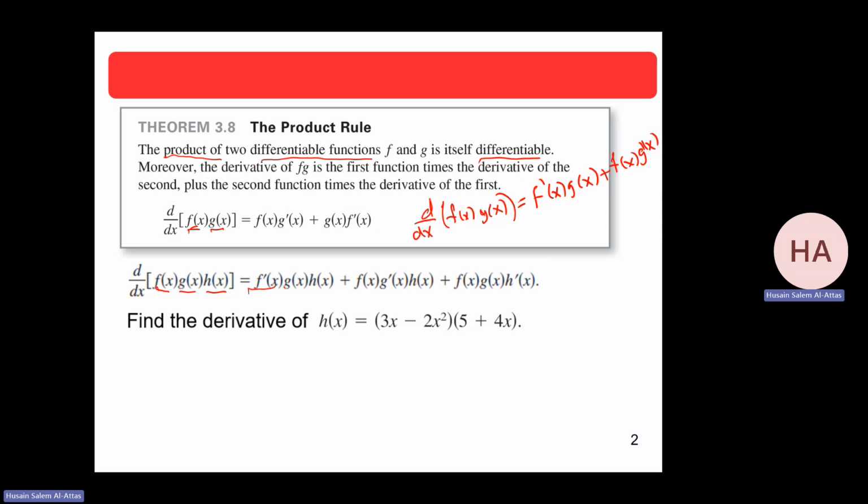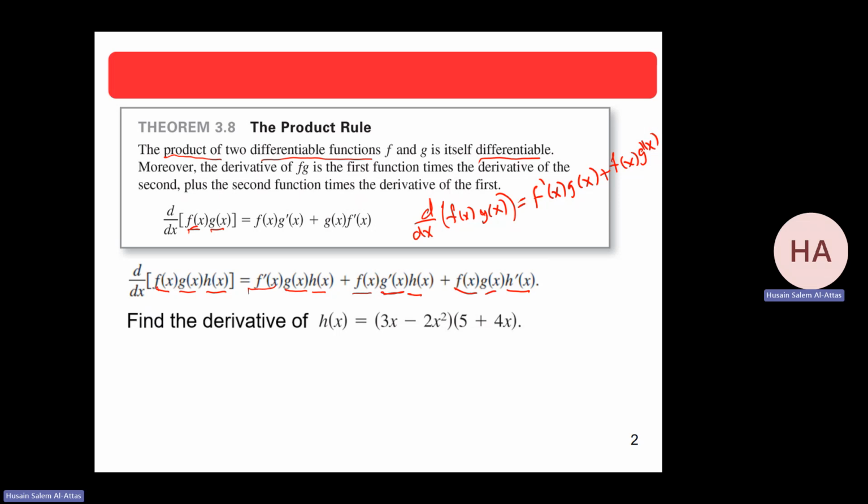Now, if I have three functions, the derivative will be what? The derivative of the first times the second and the third, plus the derivative of the second times the first and the third, plus the derivative of the third times the first and the second.